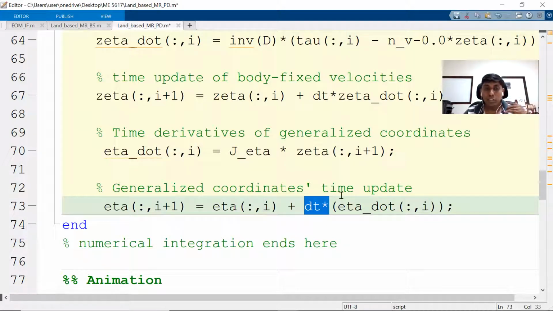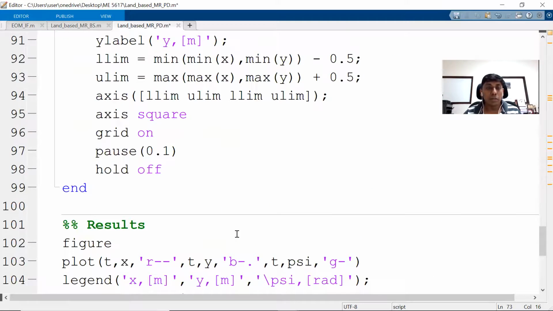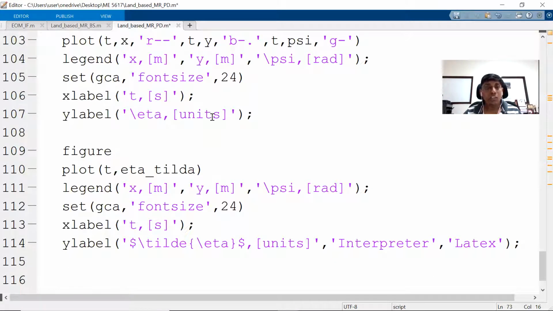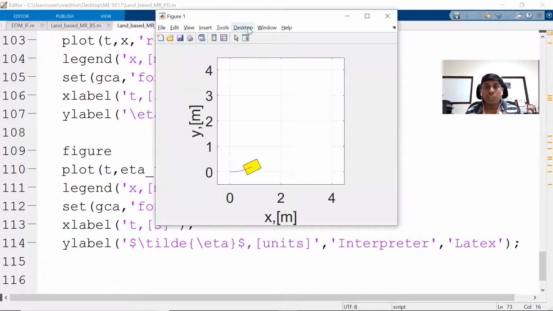This is an approximation, which we have discussed earlier. So eta has come, then we show the animation, how the position state is moving, and how the error is coming. Let us see this by running it. I hope you can see.